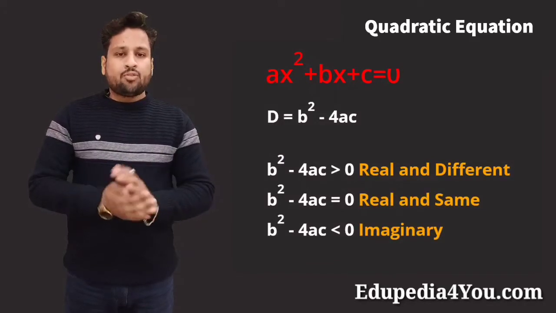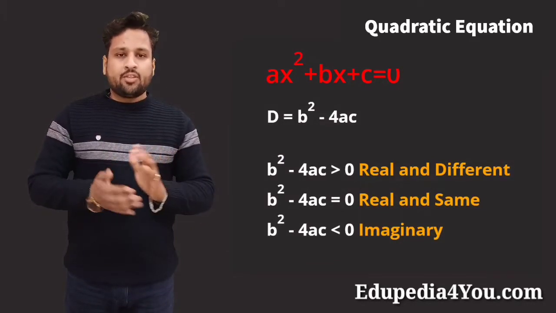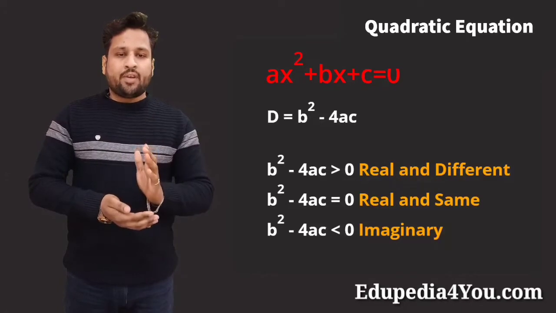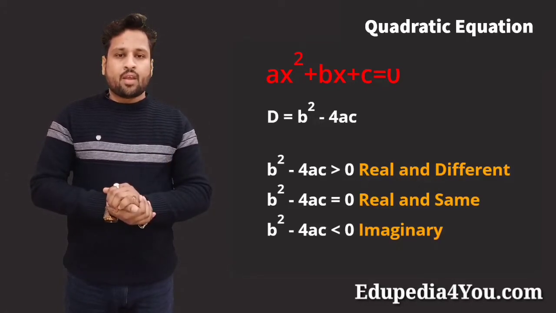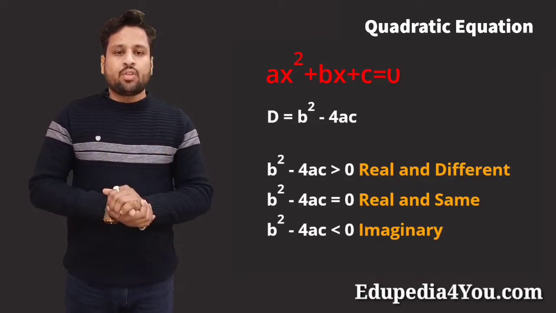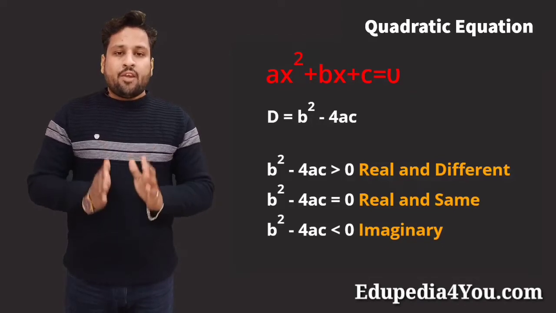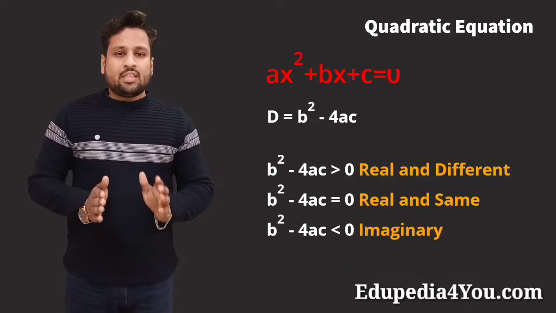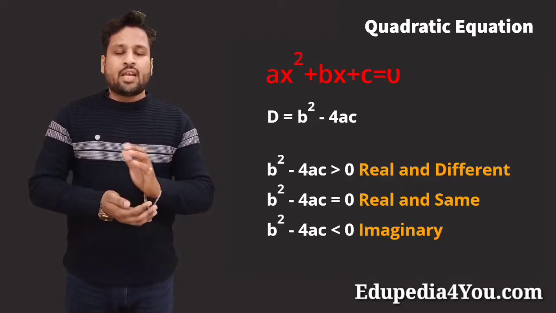If b square minus 4ac is greater than 0, the roots are different and real. If b square minus 4ac is equal to 0, the roots are the same and real. If b square minus 4ac is less than 0, the roots are imaginary.